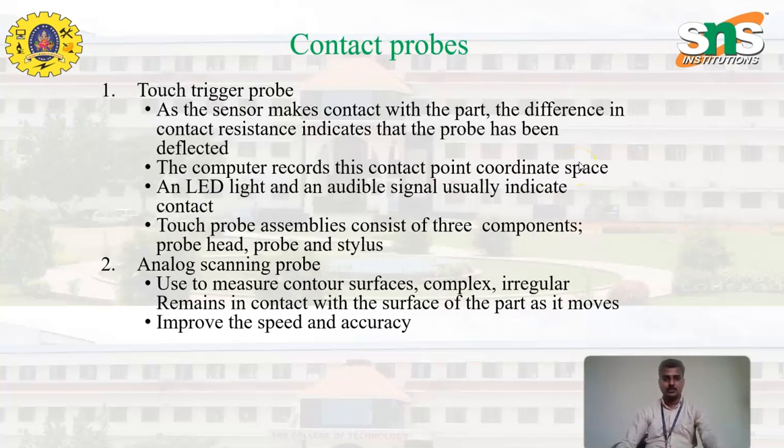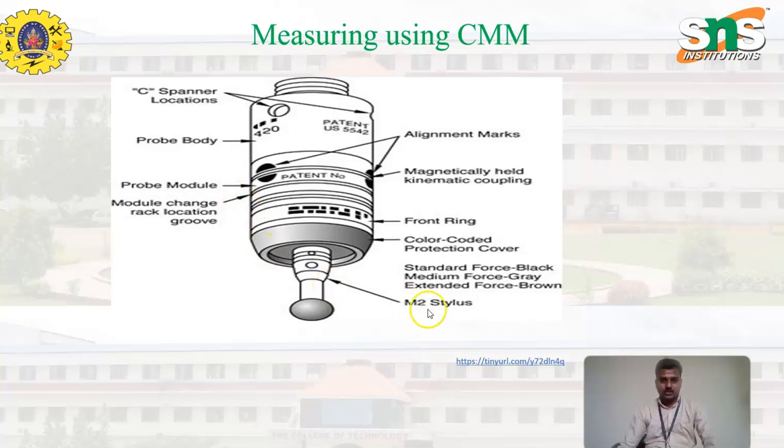Contact probes, we have two types, where we have seen the touch trigger probe and the analog scanning probe. With the touch trigger probe, the sensor makes contact with the part, and the difference indicates that the probe has been deflected. The computer records the contact point, the coordinate spacing, which is fixed to find the measurement. An LED light and an audible signal indicate contact, as the probe moves over the object here and there to find the points. The touch probe assembly consists of three components: probe head, probe, and stylus. This is the stylus, this is the probe head, and this is the probe module.